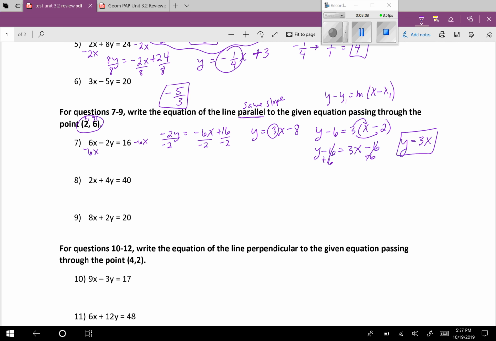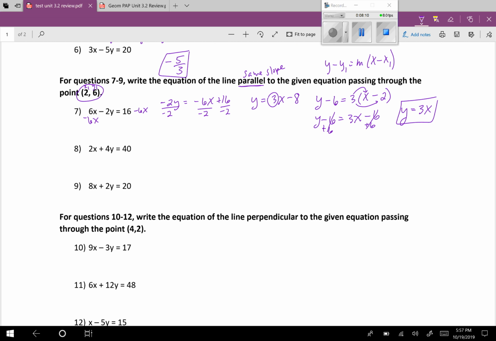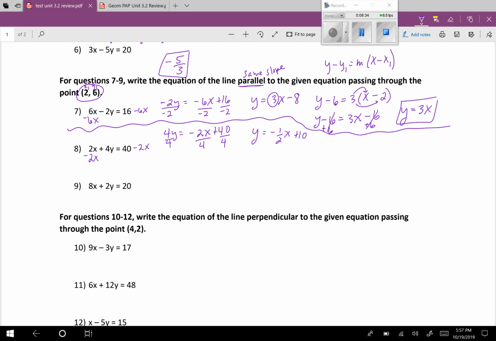Okay, next one. Again, first thing you need to do is solve this for y. So minus 2x, minus 2x. So you get 4y equals negative 2x plus 40. Divide everything by 4. So you get y equals negative 1/2 x plus 10. So our slope is negative 1/2.